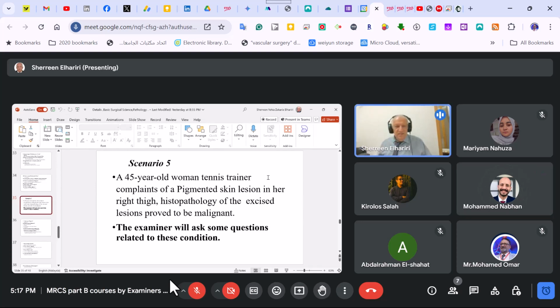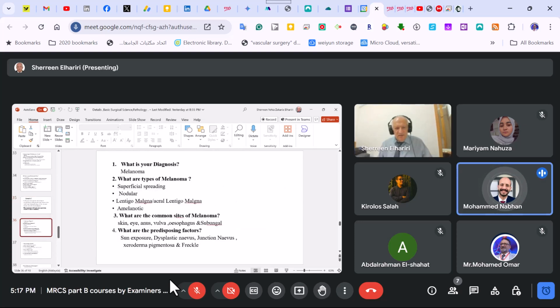Okay. So this is a 45 years old woman, tennis trainer, complaining of a pigmented skin lesion in her right thigh. Histopathology of the excised lesion proved to be melanoma. So this is melanoma. What type of melanoma do you know? I know the follicular type. Say again. The follicular type. What else?